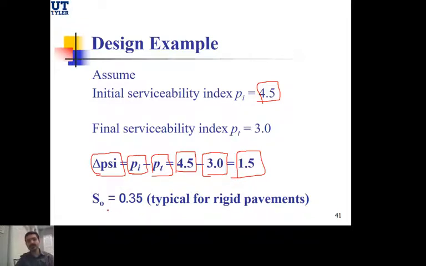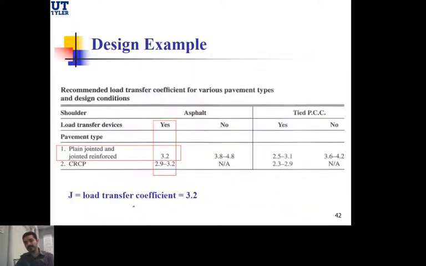Let's note the standard deviation is typical for rigid pavement, a little less. There is a lot less variability in rigid pavement compared to flexible pavement. That's why the default value for the standard deviation for Portland cement concrete structures is 0.35.